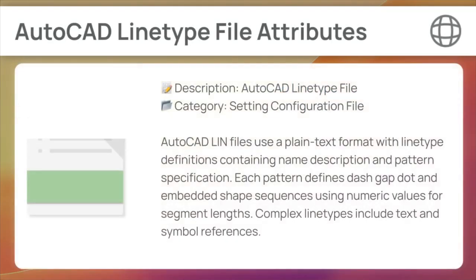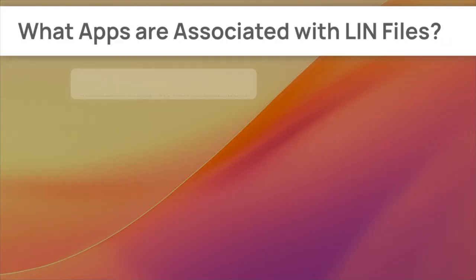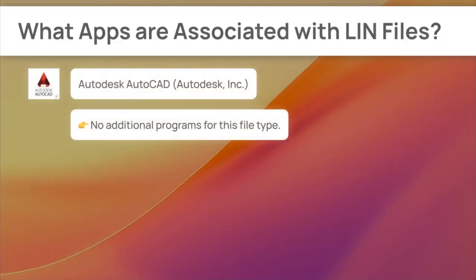AutoCAD LIN files use a plain text format with line type definitions containing name, description, and pattern specification. Each pattern defines dash, gap, dot, and embedded shape sequences using numeric values for segment lengths. Complex line types include text and symbol references. Generally, LIN files are associated with Autodesk AutoCAD developed by Autodesk, Inc.